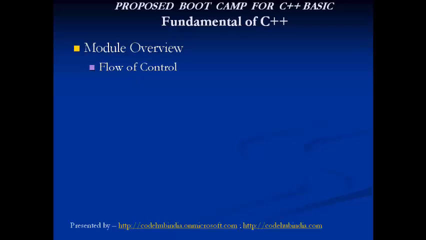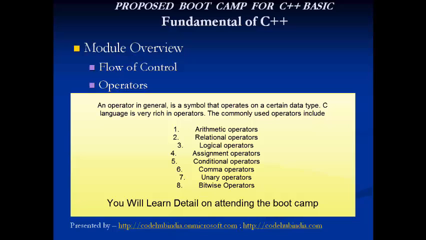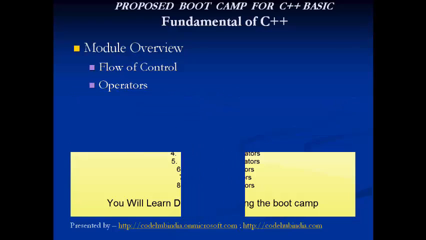An operator in general is a symbol that operates on a certain data type. C language is very rich in operators. The commonly used operators include: 1. Arithmetic operators, 2. Relational operators, 3. Logical operators, 4. Assignment operators, 5. Conditional operators, 6. Comma operators, 7. Unary operators, 8. Bitwise operators.